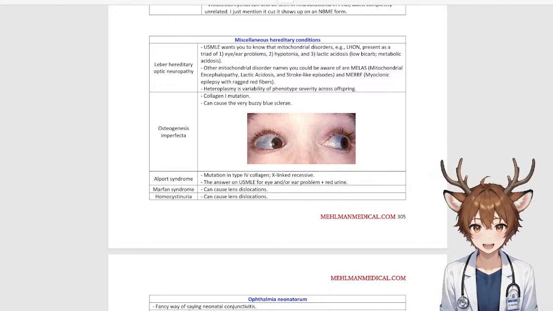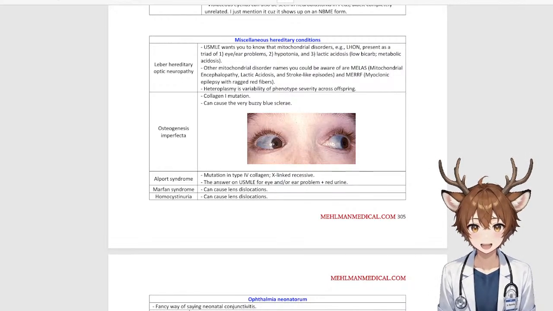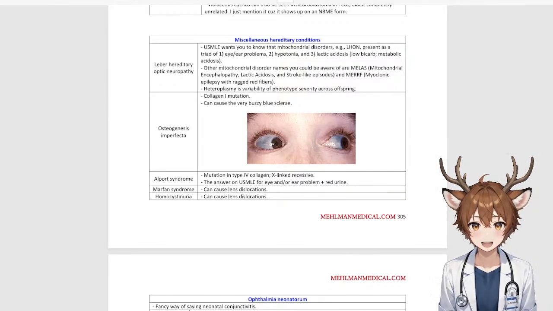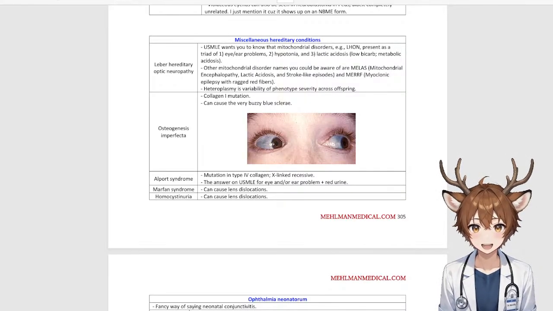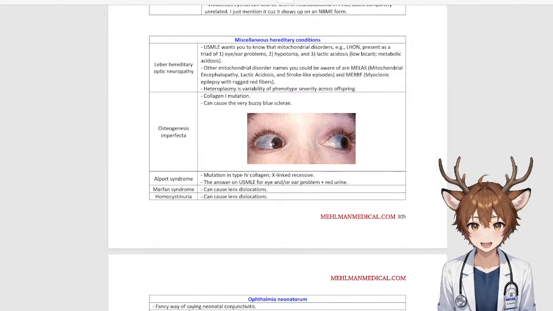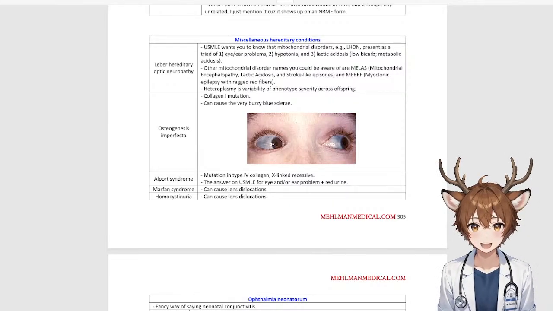Okay. Miscellaneous hereditary conditions. So they're just trying to wrap things up here now. Miscellaneous hereditary conditions. Leber hereditary optic neuropathy. USMLE wants you to know that the mitochondrial disorders, for example LHON, present as a triad of 1, eye/ear problems, 2, hypotonia, and 3, lactic acidosis, low bicarb metabolic acidosis.